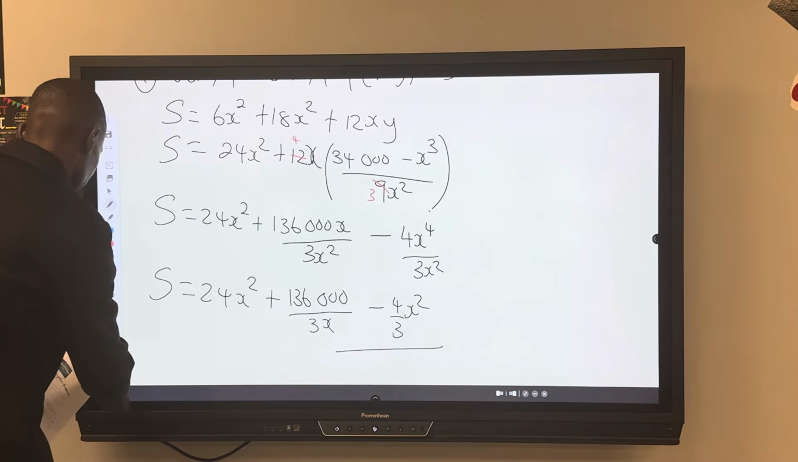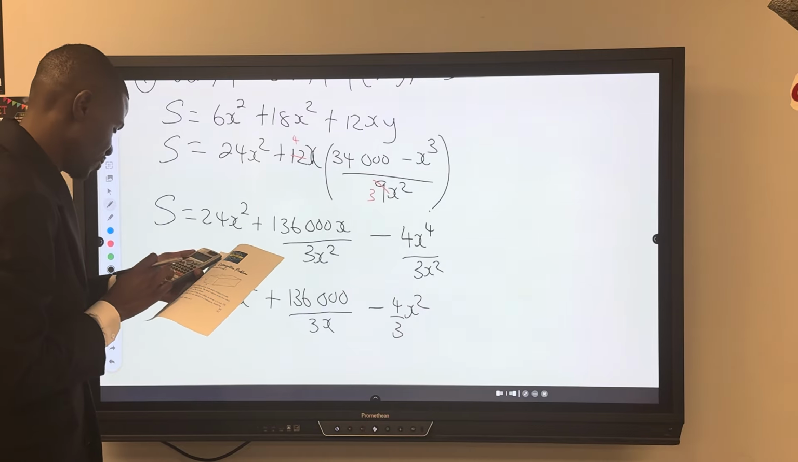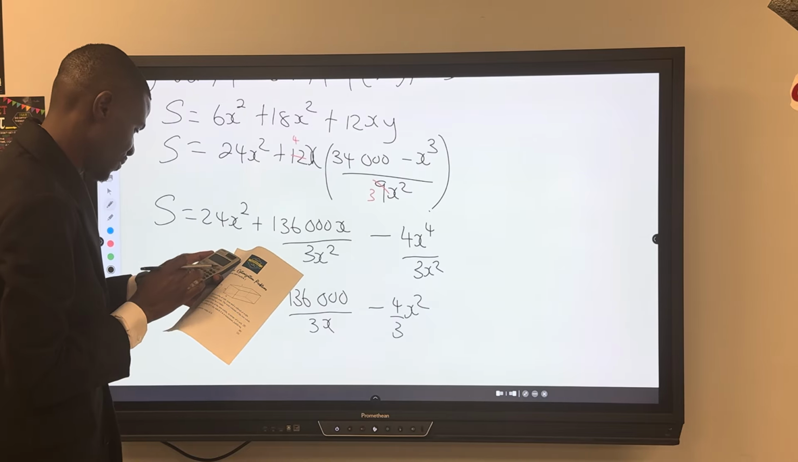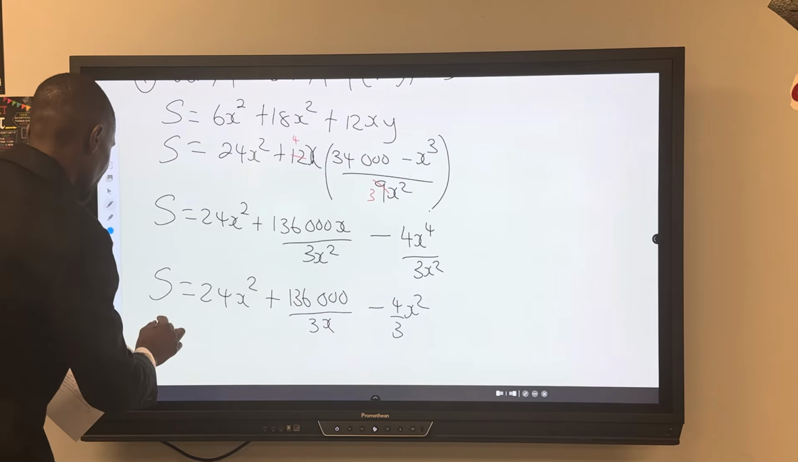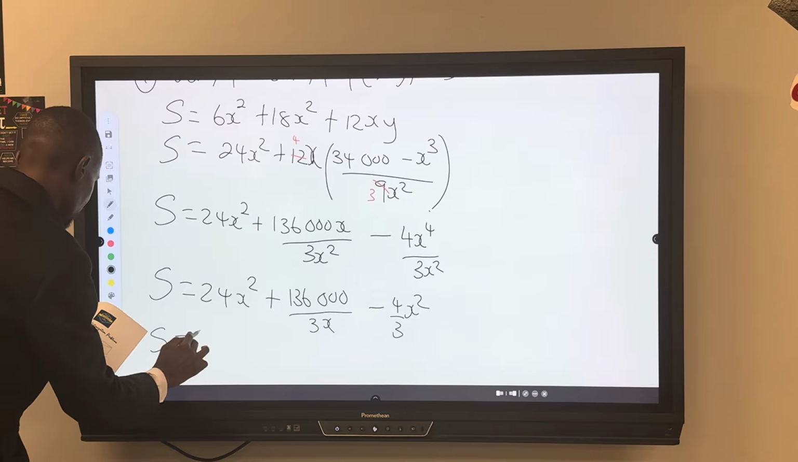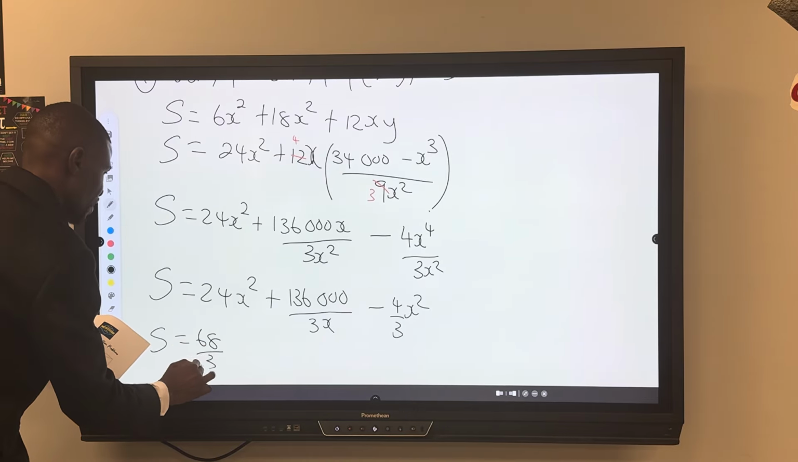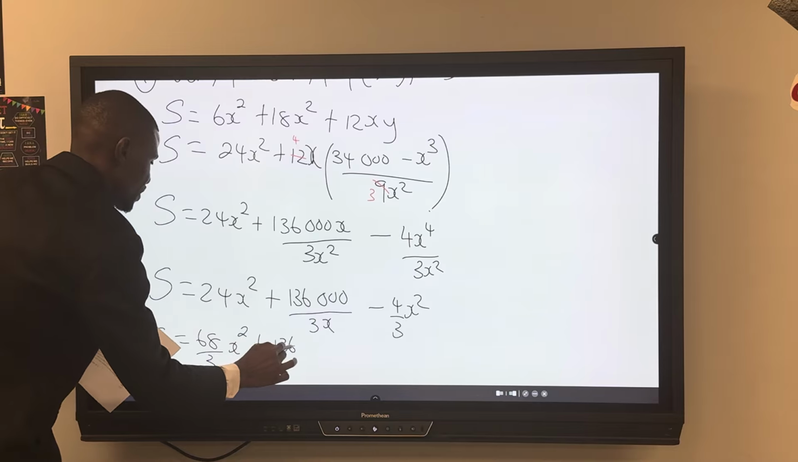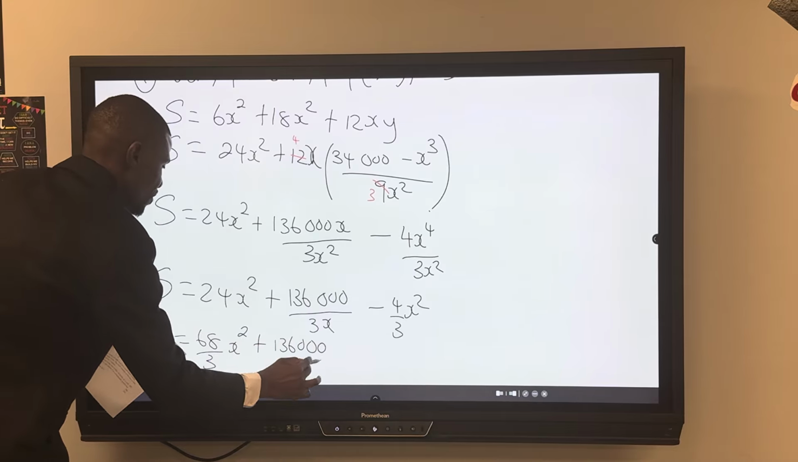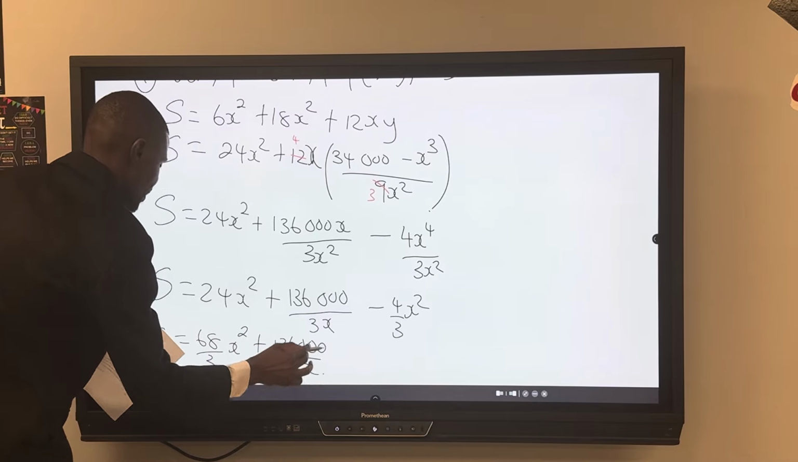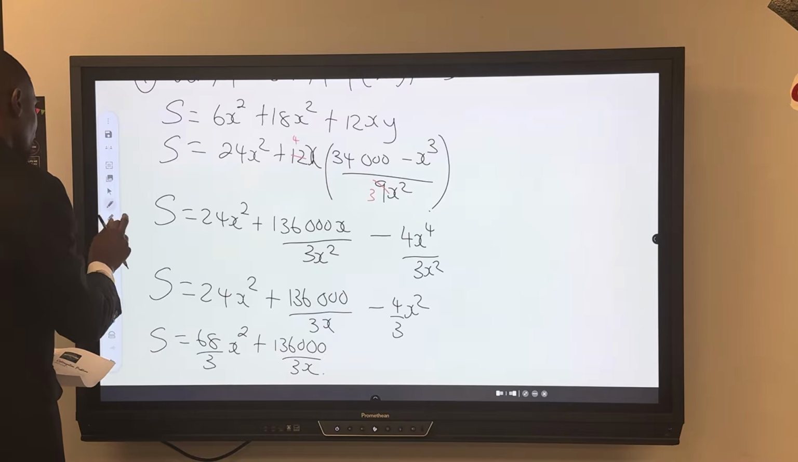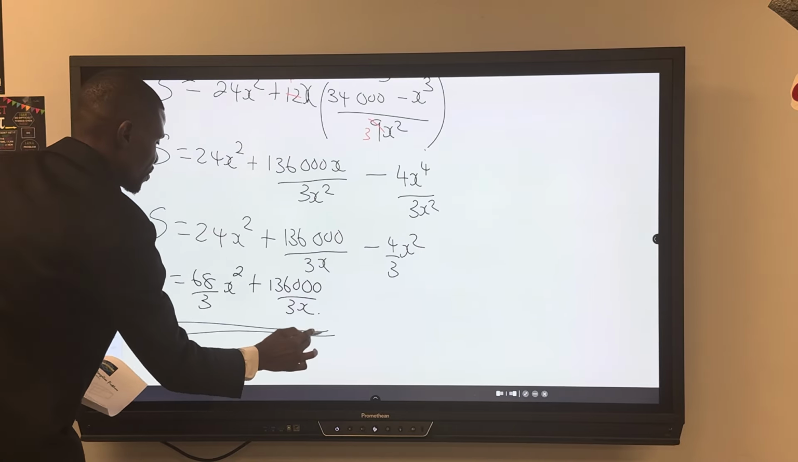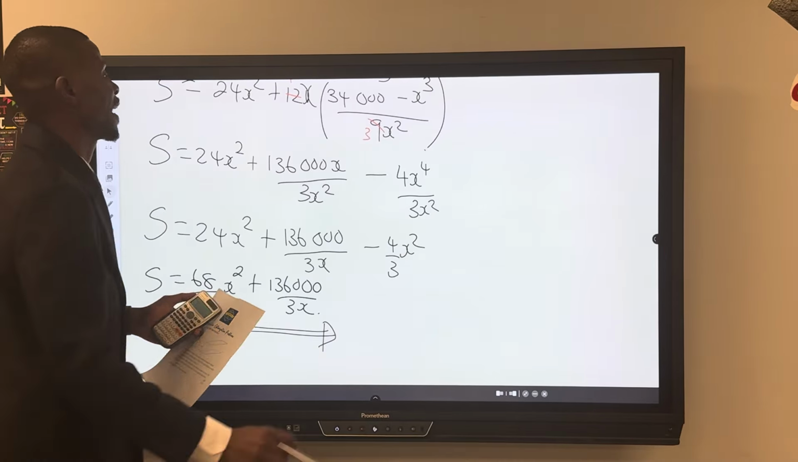Okay, so we can still combine those terms. 24 minus 4 over 3. So I'm getting S is equal to 68 over 3 x squared plus 136,000 over 3x. So this is the total surface area in terms of x only.